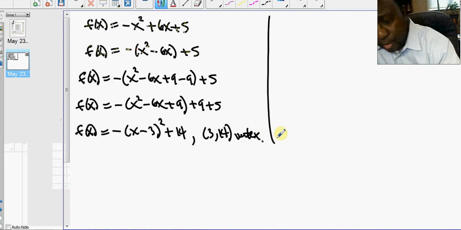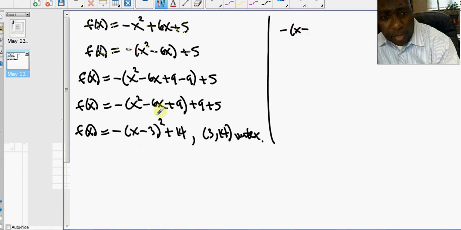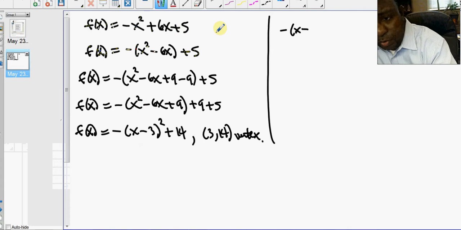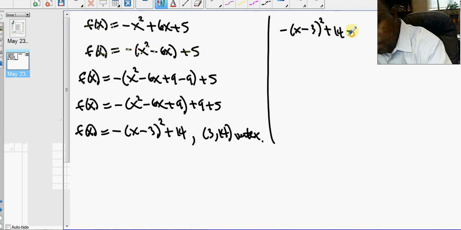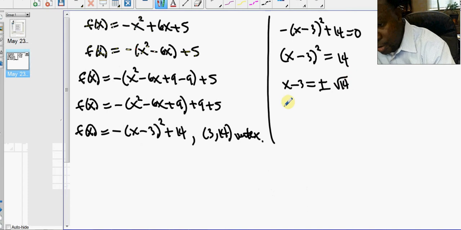For the vertex. Now I can find the x-intercepts by setting this function equal to 0. Now I do it this way because I cannot factor this directly. We get irrational terms. So you subtract 14 on both sides and then divide both sides by negative, and that gives us x minus 3 squared is equal to 14. Take the square root of both sides. So we get x minus 3 is equal to plus or minus the square root of 14.